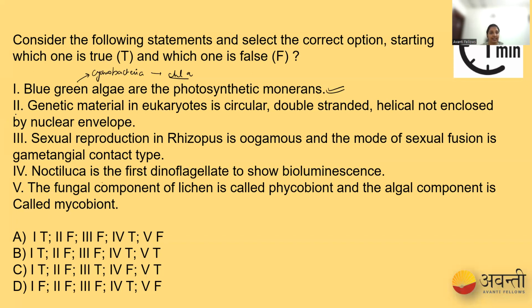Second, the genetic material in eukaryotes is circular, double-stranded, helical, and not enclosed by the nuclear envelope. This is wrong. The statement is false. The genetic material in eukaryotes is linear, double-stranded, helical, and enclosed by the nuclear envelope. That is why we say that eukaryotes have a well-defined nucleus, because the genetic material is surrounded by the nuclear membrane. Whereas in prokaryotes, the genetic material is not enclosed by the nuclear membrane.